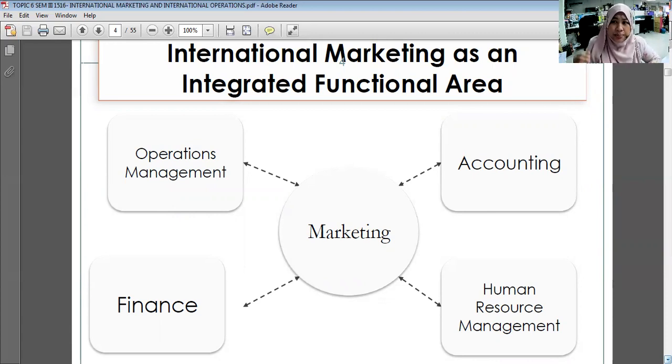When we mention marketing itself, it is related to operation management, and operation management is related to marketing. So too with accounting, which is related to marketing, and marketing is related to accounting. Marketing is also interrelated with human resource management, and human resource management is related to marketing. The last part goes to finance and accounts. We also have account finance with marketing, marketing and finance.